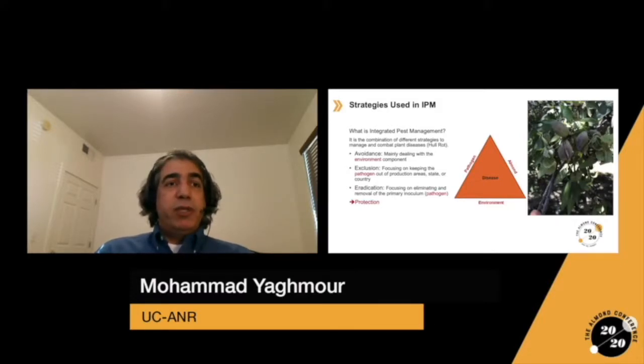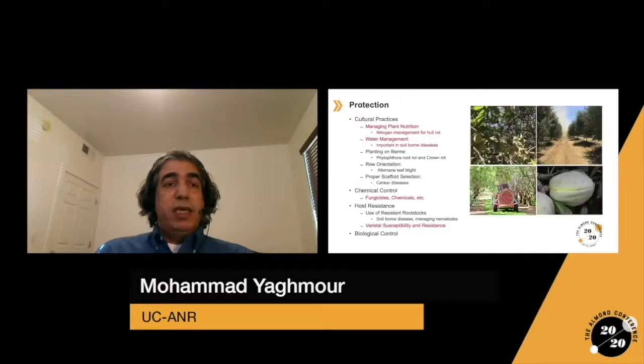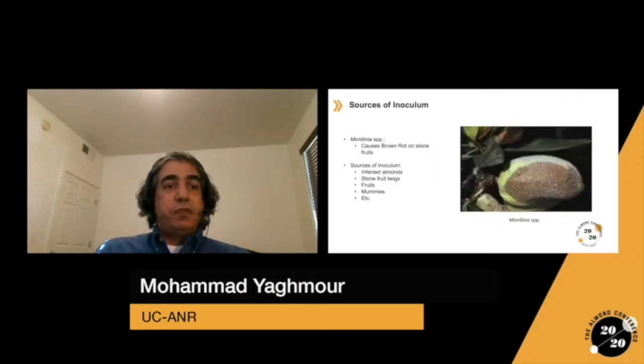However, those major strategies really don't work when it comes to hull rot. So what's left is the fourth major strategy, which is protection. And what we mean by protection is the use of cultural practices as well as chemical control, alongside sometimes host resistance if it is available, or at least understanding the varietal differences in this case.